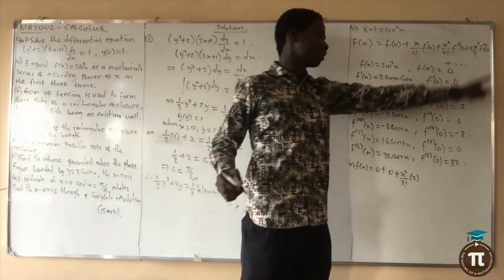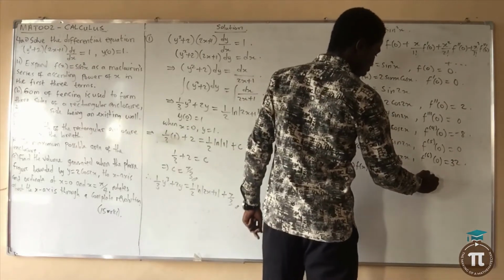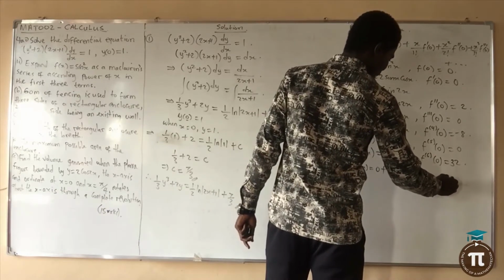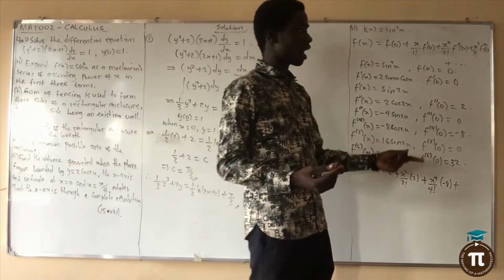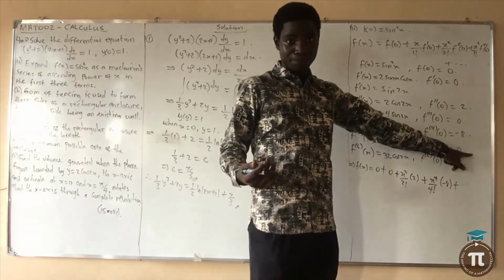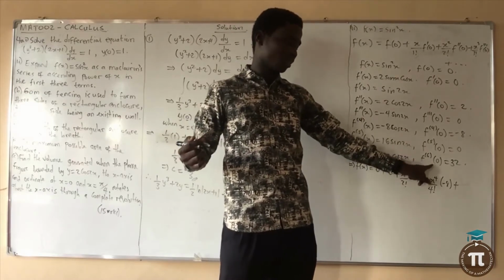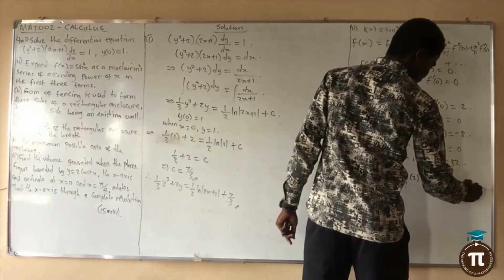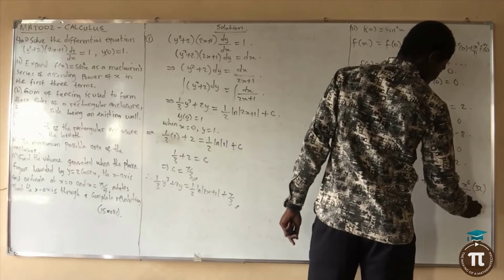Now the third derivative is 0. The fourth derivative is minus 8. So I have plus x raised to the power 4 over 4 factorial multiplied by minus 8, plus x raised to the power 5 over 5 factorial multiplied by f5 of 0. This one is also 0. Now f raised to the power 6, this one is 32. So I have plus x raised to the power 6 over 6 factorial multiplied by 32. And it goes on like that.